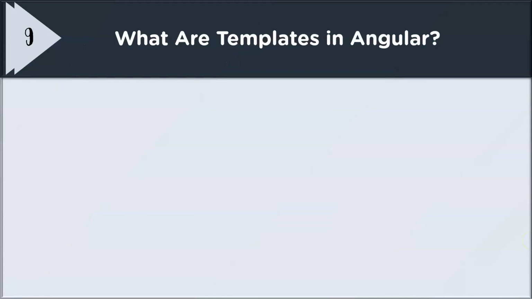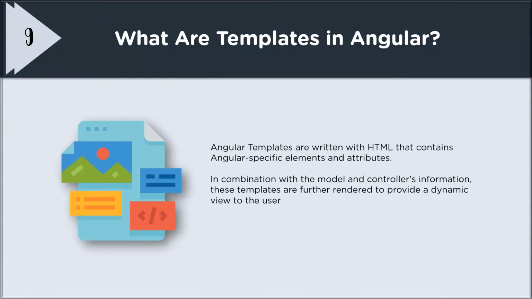Next up is what are templates in Angular. Now, Angular templates are written with HTML that contains Angular-specific elements and attributes. Now, in combination with model and controllers information, these templates can be rendered to provide a dynamic view to the user. Now, templates are a very predominant feature of Angular, that describe how information can be displayed in the view.